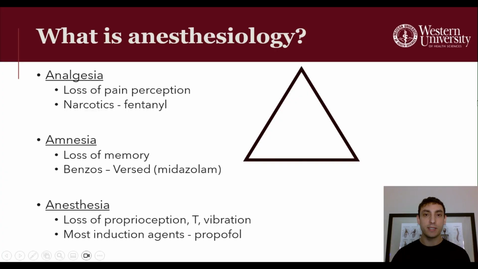All right, so what is anesthesiology? There are three main components. There's analgesia, think loss of pain perception, amnesia, loss of memory, and anesthesia, which is the loss of proprioception, temperature, vibration, feeling. And here I have a triangle for the triangle of anesthesia, where you need a balance of all three of these things to really be good at your job. You don't want your patient to be feeling pain. You don't want them to remember what happened in the operating room. And you certainly don't want them to feel anything poking around during surgery.